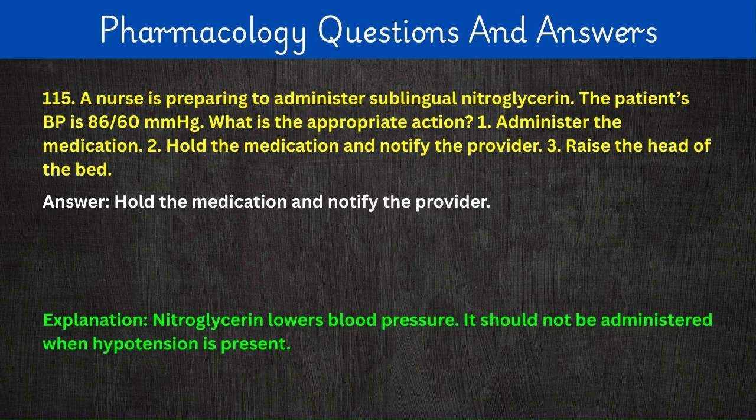115. A nurse is preparing to administer sublingual nitroglycerin. The patient's BP is 86/60 millimeters of mercury. What is the appropriate action? 1. Administer the medication. 2. Hold the medication and notify the provider. 3. Raise the head of the bed. Answer: hold the medication and notify the provider. Explanation: nitroglycerin lowers blood pressure. It should not be administered when hypotension is present.